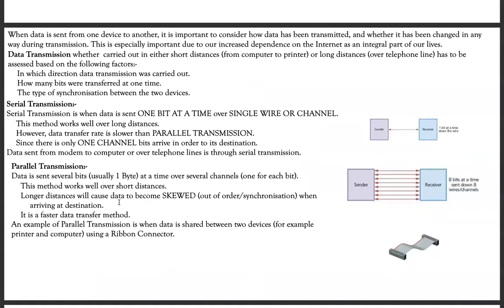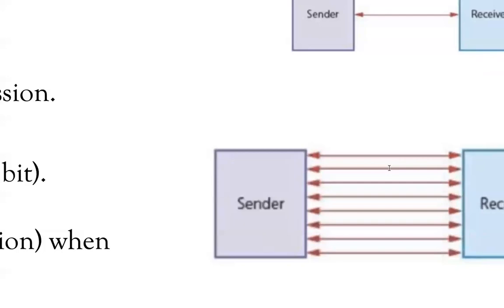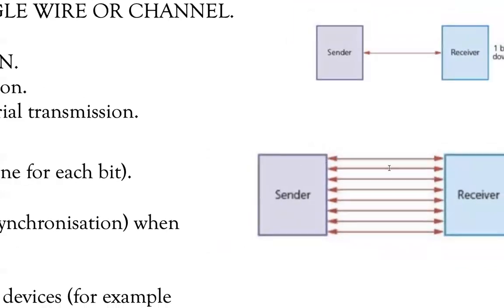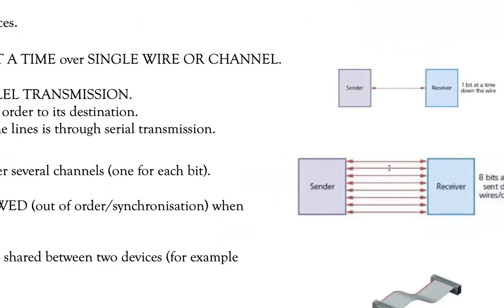Now, let's look at the second data transmission, which is known as parallel. Parallel data transmission means that I'm transferring multiple bits simultaneously. So usually it's in the form of bytes. So it could be multiple bytes. It could be up to 64 bits at a time. It's usually in the form of bytes.